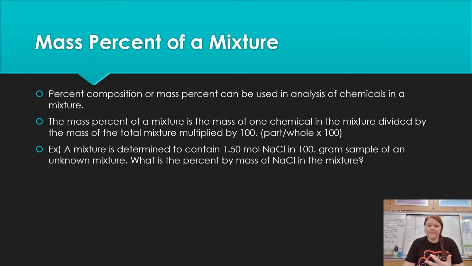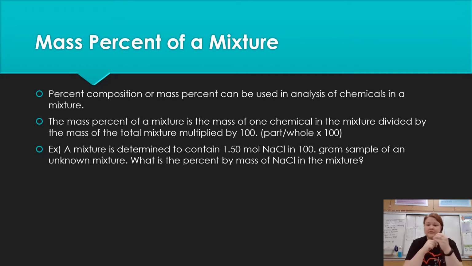Here's an example. A mixture is determined to contain 1.50 moles of NaCl in a 100-gram sample of an unknown mixture. What is the percent by mass of sodium chloride in the mixture? If we approach this, we've got sodium chloride, NaCl. It's part of some mixture, so it's mixed with at least one other chemical, if not multiple others. And we want to know what percentage of that mixture is just sodium chloride.